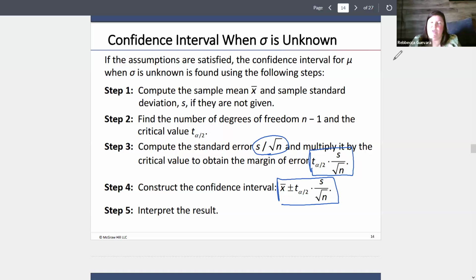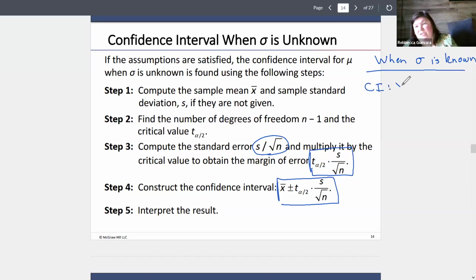So an easier way to think about this is that when sigma is known, that confidence interval was just x bar plus or minus the critical value, that was a z, and then we had sigma divided by the square root of n.